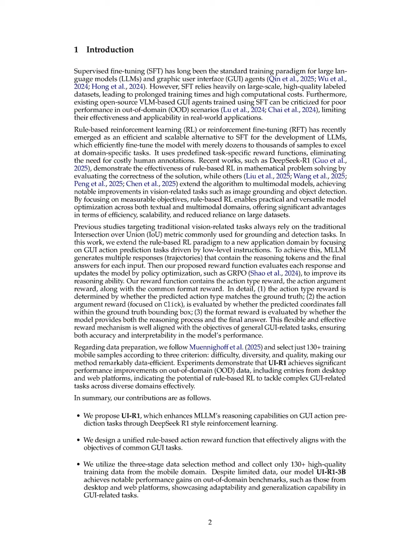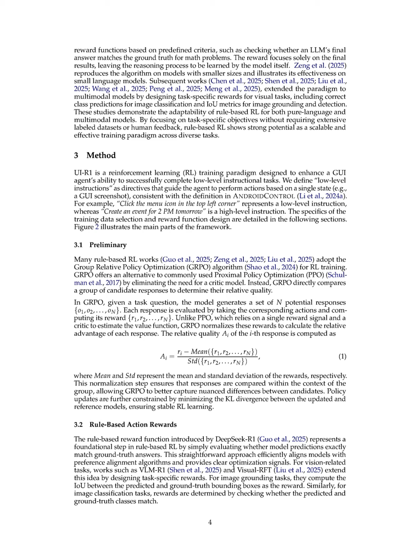The UI-R1 method, while demonstrating significant improvements in GUI action prediction tasks, has limitations regarding its applicability and complexity in diverse GUI environments. One notable drawback is its reliance on a limited dataset of only 136 high-quality training samples, which, although effective for specific tasks, may hinder its performance in more complex or varied GUI scenarios that require broader training data. Additionally, the method's focus on low-level instructions may restrict its adaptability to high-level tasks, which could be prevalent in diverse applications.